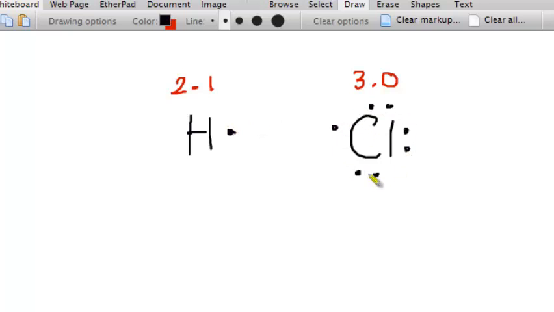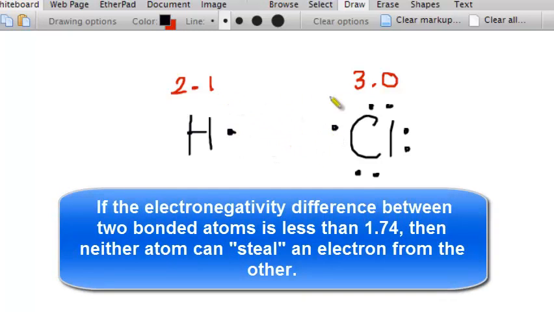Chlorine needs 8 to be stable, like argon. Well, it already has 7. It's 1 away from having 8. So it's very desperate for electrons. The fact is, though, chlorine is not greedy enough to take hydrogen's only electron, and hydrogen isn't greedy enough to take 1 from chlorine. Their electronegativity difference is too small. So the difference between these 2, 3.0 minus 2.1, is 0.9. That's the difference. 0.9 is less than 1.74.